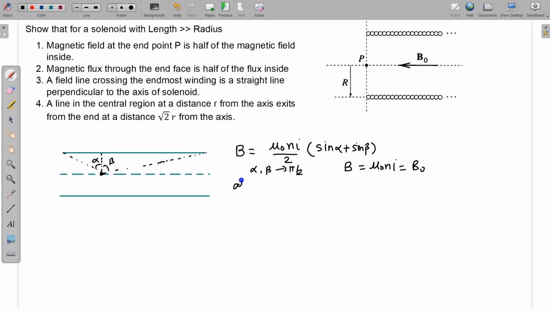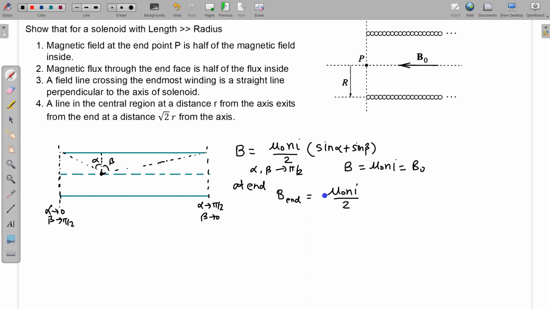And at the ends, if I look from this end, it will be like a semi-infinite solenoid, and this is the end, beyond which in this direction towards the right, it is extending towards infinity. So at the end, suppose I am talking about this end, alpha will be 0 and beta will tend to pi by 2. If I am talking about this other end, alpha will be pi by 2 and beta will tend towards 0. So at the ends we can find the magnetic field as B at the end is equal to simply mu naught n i by 2.